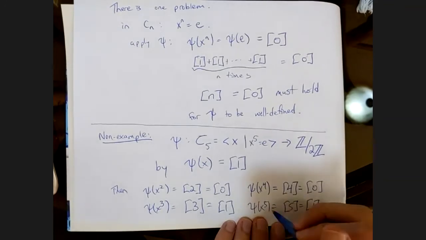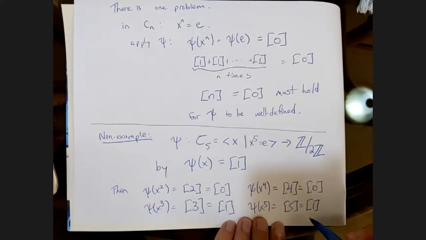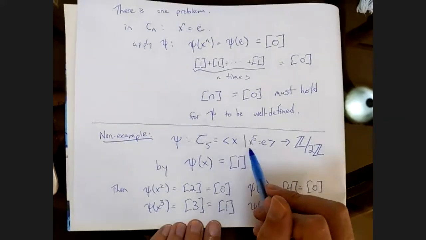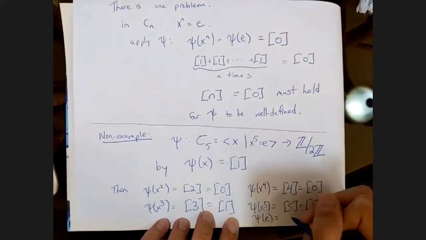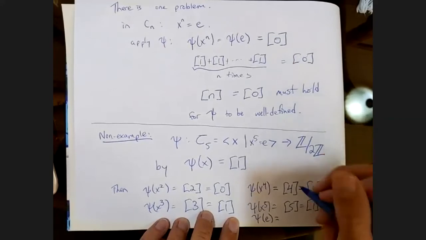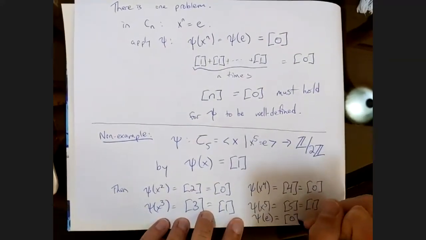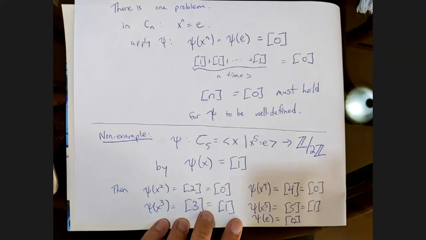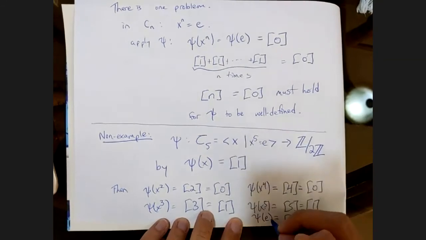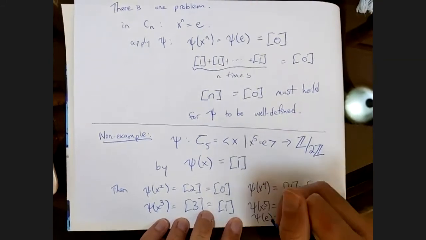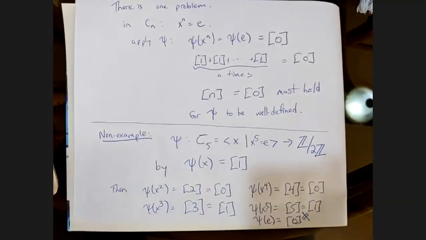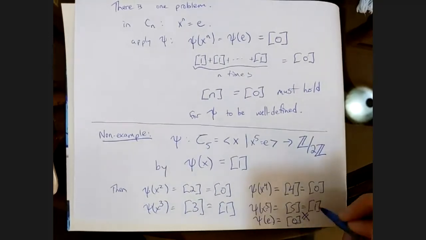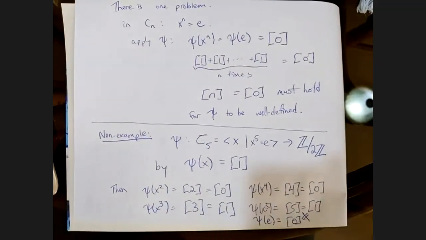Okay, but that's kind of a problem because x to the fifth is also the identity in C5. But the identity has to be mapped to the identity of Z mod 2Z, which is 0. So if I plug in x to the fifth, I get 1. If I plug in the identity, I get 0. But x to the fifth is the identity. So this is a problem. These are not equal. This is just a slanted not equal sign.